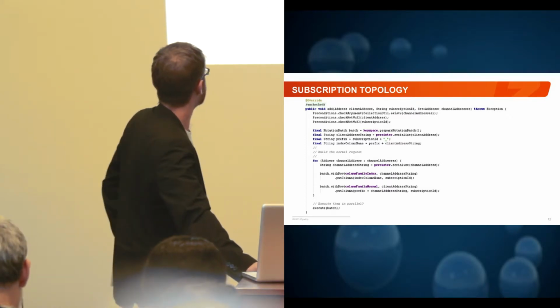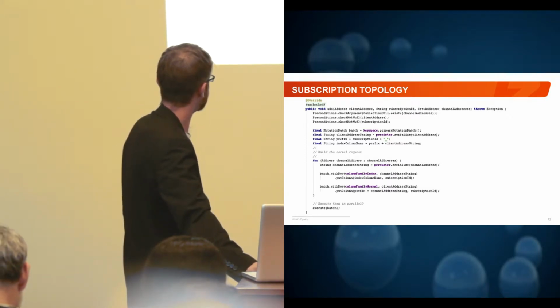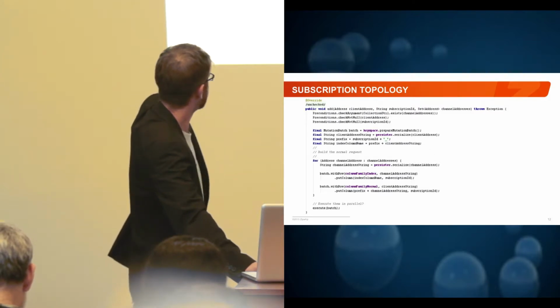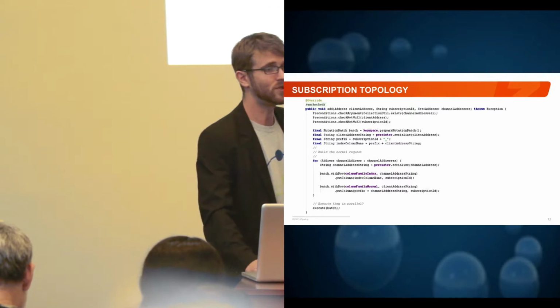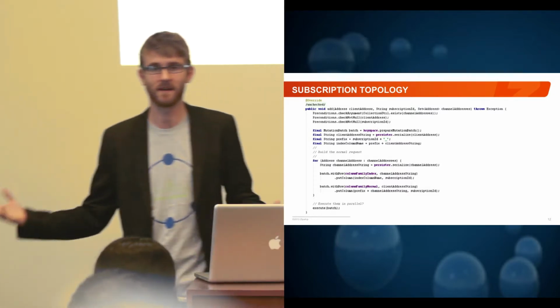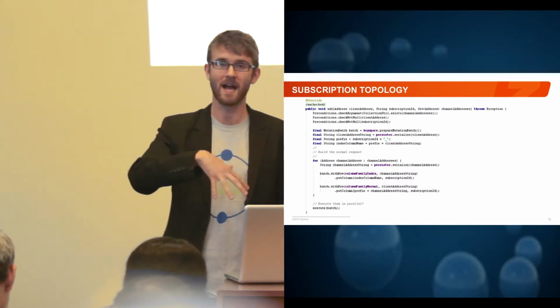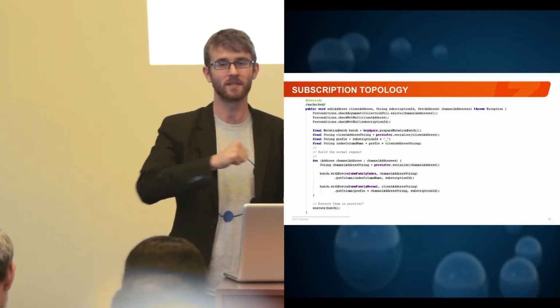So yeah, what we do is we prepare a batch mutation. We serialize the address to a string. We iterate through all the channels that you want to add, and then we add them to Cassandra. Now, when you connect to our system, we copy everything from the dormant into the active. And when you disconnect, we delete it from the active.